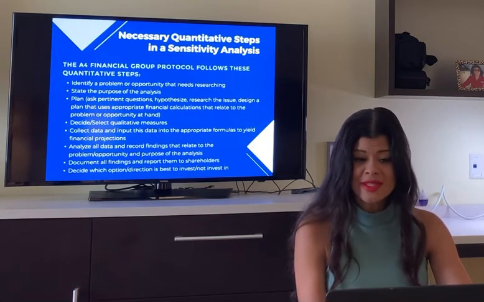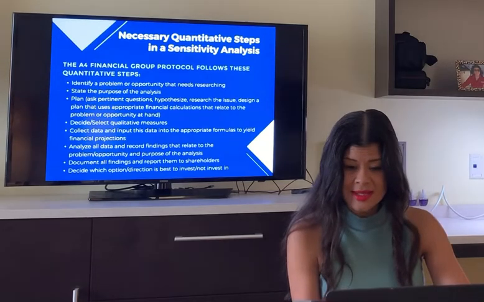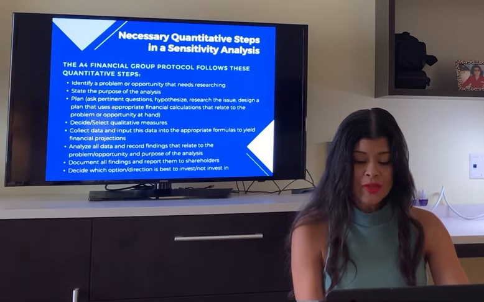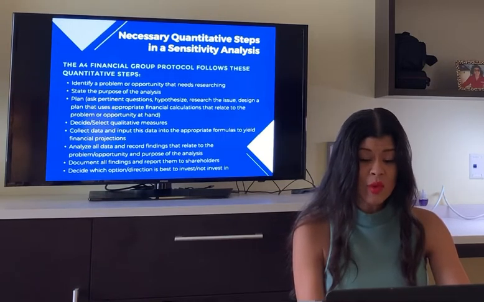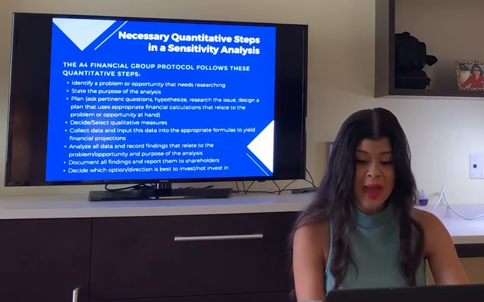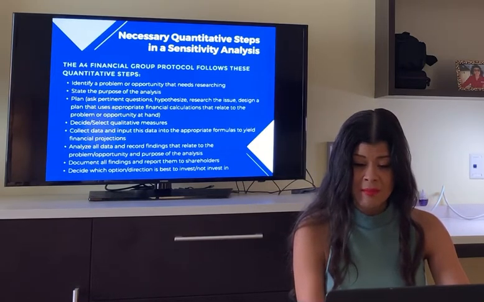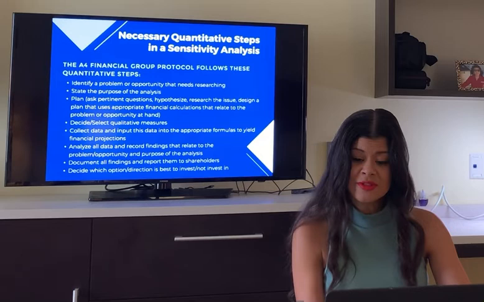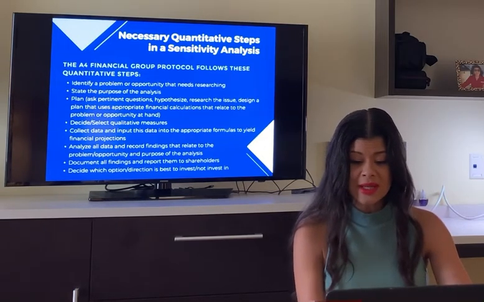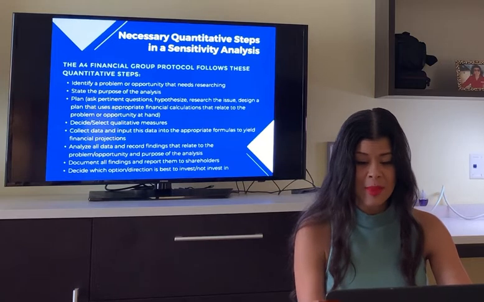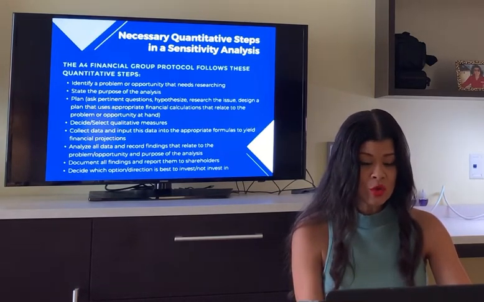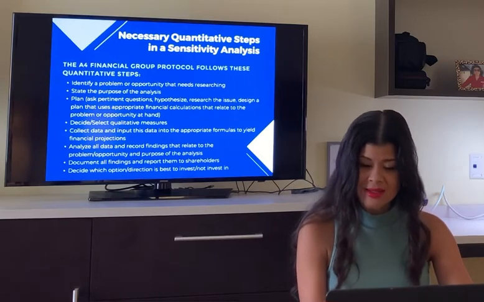Necessary quantitative steps in a sensitivity analysis. Well, based on what the term quantitative means, we rely on dollars and time, as reported by Belinda Fermo of passion@pm.com. There are a multitude of steps that an analyst can take to complete a sensitivity analysis, as stated by Carl Thompson in 2017. The A4 Financial Group protocol follows 8.